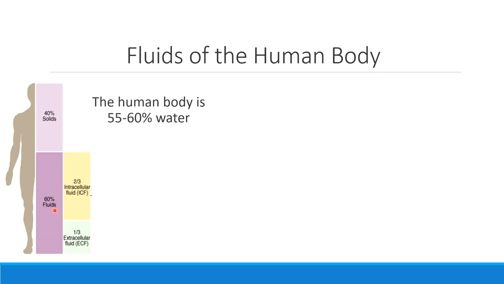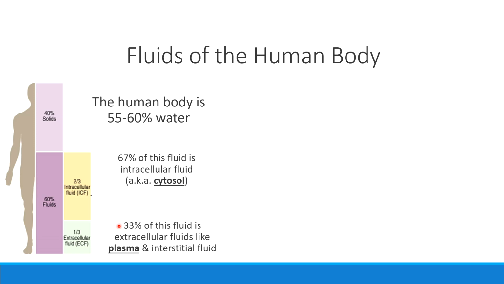There are two kinds of fluids that make up the water in the human body. So the first type, about 67% of all the fluid that you have, 2/3, is intracellular fluid. Intracellular means inside your cells. So the other name for intracellular fluid is cytosol. 2/3 of the water in your body is inside your cells, the majority of it.